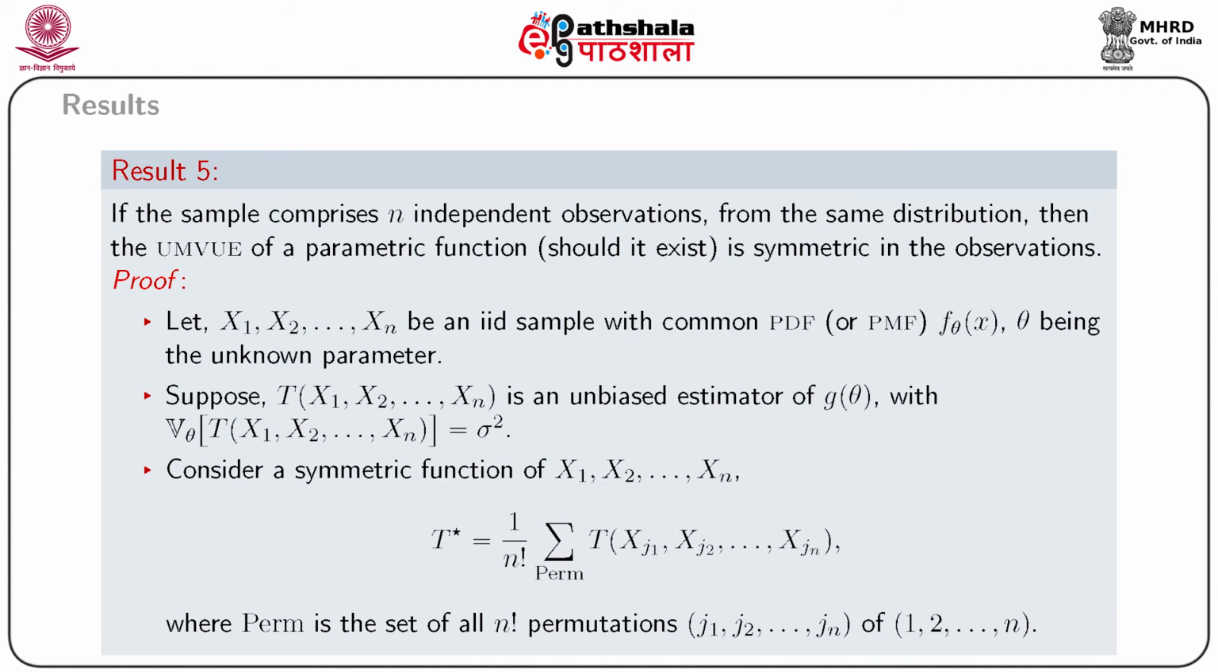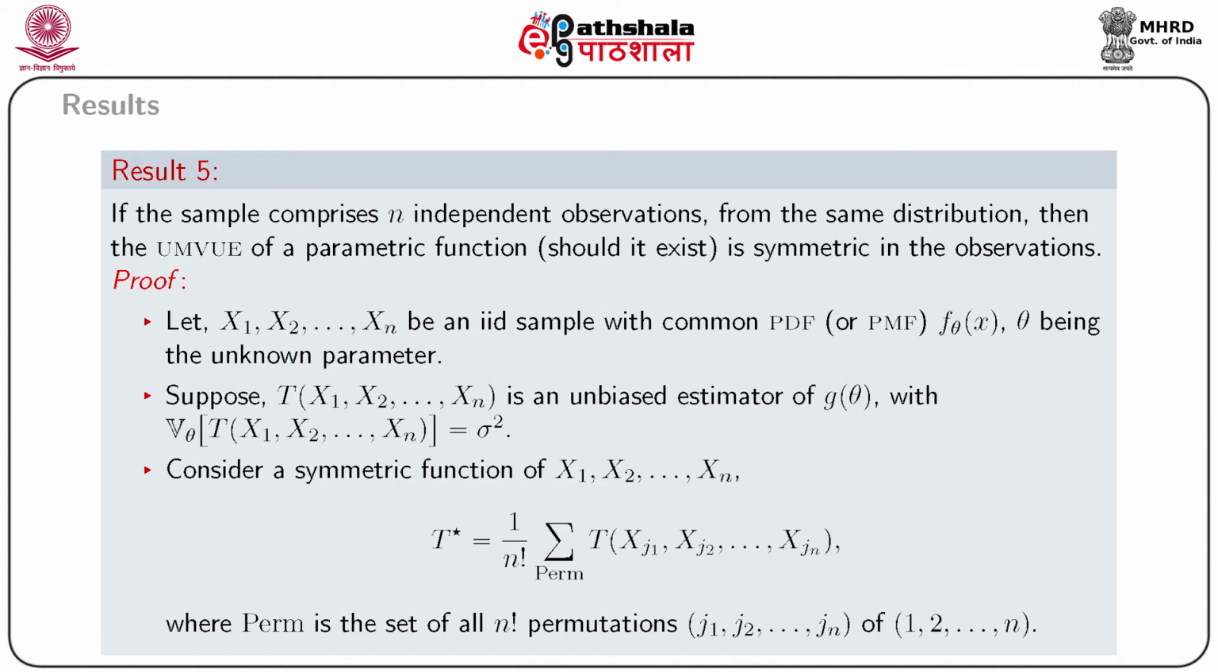Next, we consider result 5. If the sample consists of n independent observations from the same distribution, then the UMVUEs are symmetric in the observations. Let us consider a proof of this result. Let x1, x2 up to xn be a random sample of size n drawn from a population with probability function f theta of x, where theta is an unknown parameter.